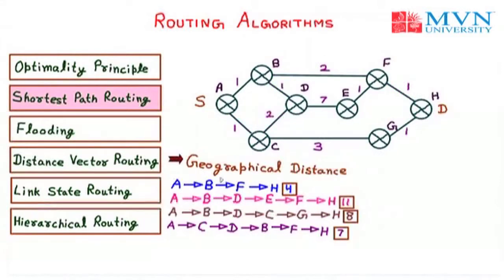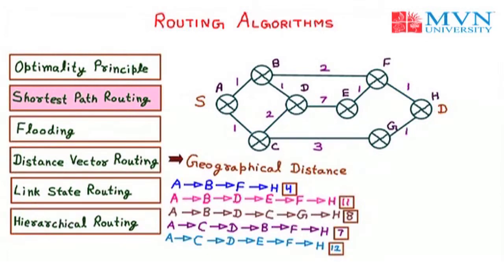The next path from source to destination is A to C, C to D, D to E, E to F, F to H. And the geographical distance from A to H with the help of this path is: A to C is 1, plus C to D is 2, plus 7 from D to E, plus 1 from E to F, plus 1 from F to H. That is equal to 12.